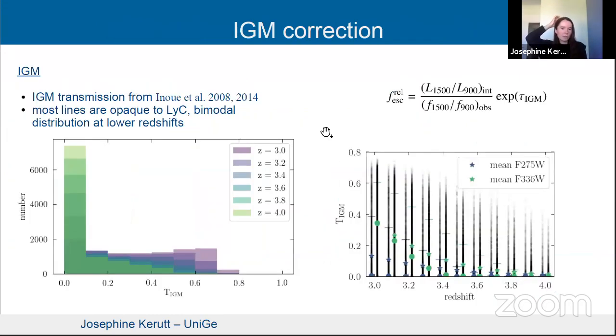And another thing that I have to keep in mind is, as I already mentioned, the IGM transmission. I am using 10,000 lines of sight from Inoue et al. to do the IGM correction. And as you can see, while most lines have no transmission at all, there are some, especially at lower redshift, with still a high transmission in the IGM, which you can also see in this plot. Every one of the gray dots is one of the 10,000 lines of sight, and even at redshifts above 3.5, there are some clearer lines of sight.